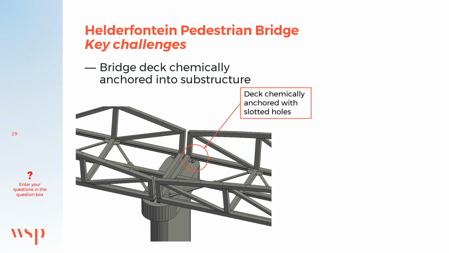In order to mitigate any potential damage due to flood forces, the bridge deck was chemically anchored into the substructure. As you can see, slotted holes were welded to the bridge deck, which were then chemically anchored after the deck was lowered into place. The slotted holes allowed for adequate thermal movement of the deck.